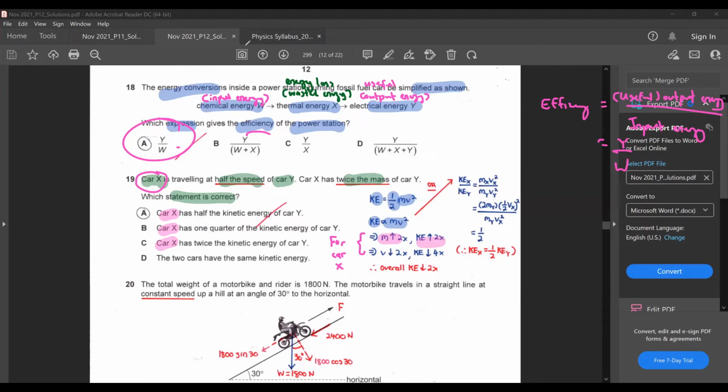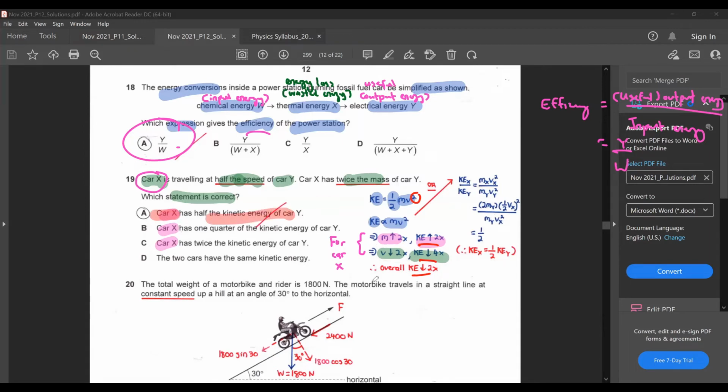But at the same time, the velocity of car X is actually half that of Y, half the speed. That means it decreased by 2 times. So your KE by right should decrease by 4 times. Why is it 4 times? It's because you have a square term here. Okay, so here overall you see KE increased 2 times, but then KE reduced 4 times. So overall your KE will reduce by 2 times. So therefore your answer is car X has half the kinetic energy of car Y.